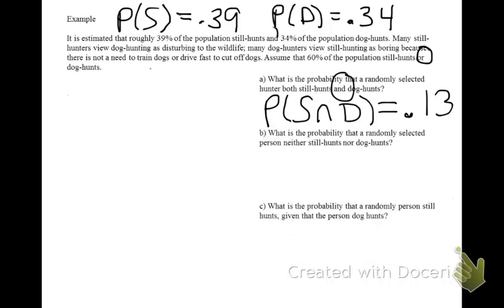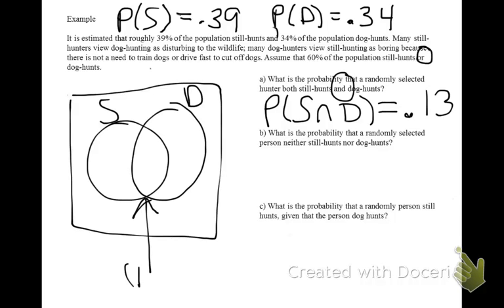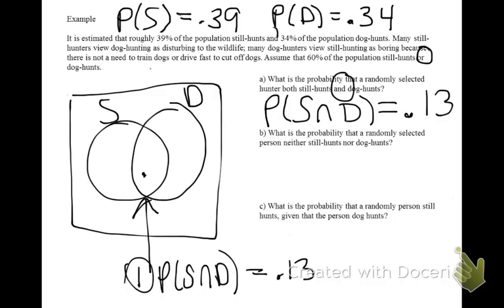There's one last thing we could do with this problem, and that's to draw a Venn diagram of the situation. Let's say that these are all of our still hunters and these are all of our dog hunters. When you're labeling a Venn diagram, the first thing you want to do is start by labeling the intersection. So we need people who still hunt and dog hunt. And that's what we found in part A of the problem. It's 0.13. So we'll start by putting 13% in the center.